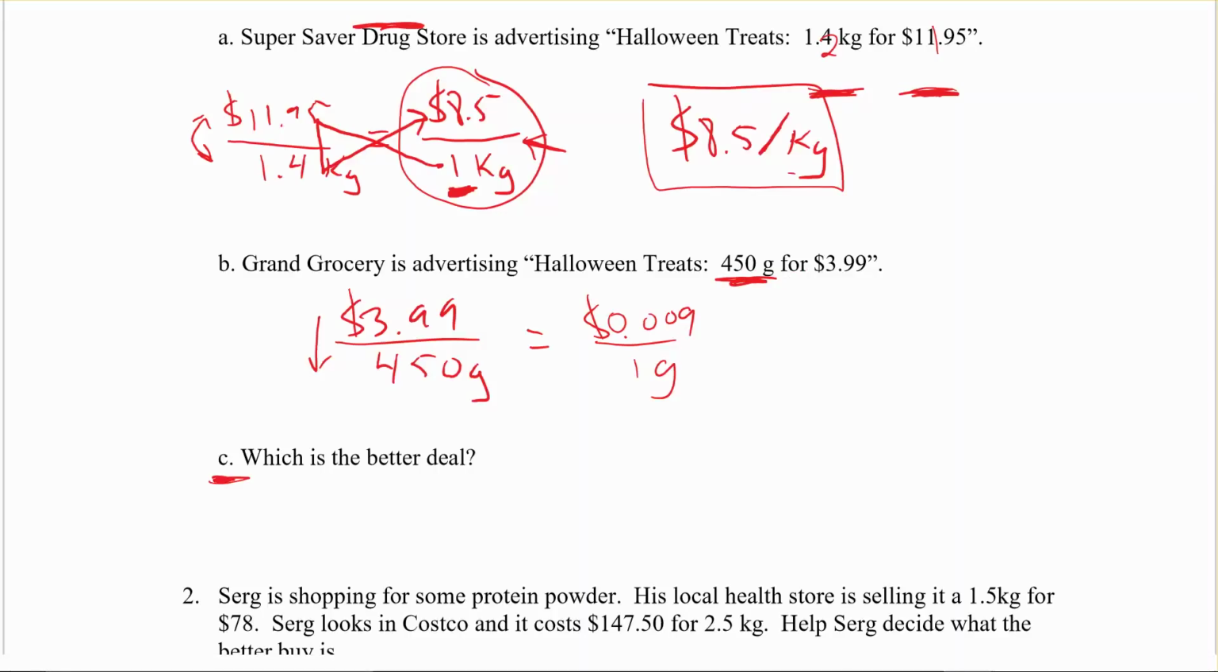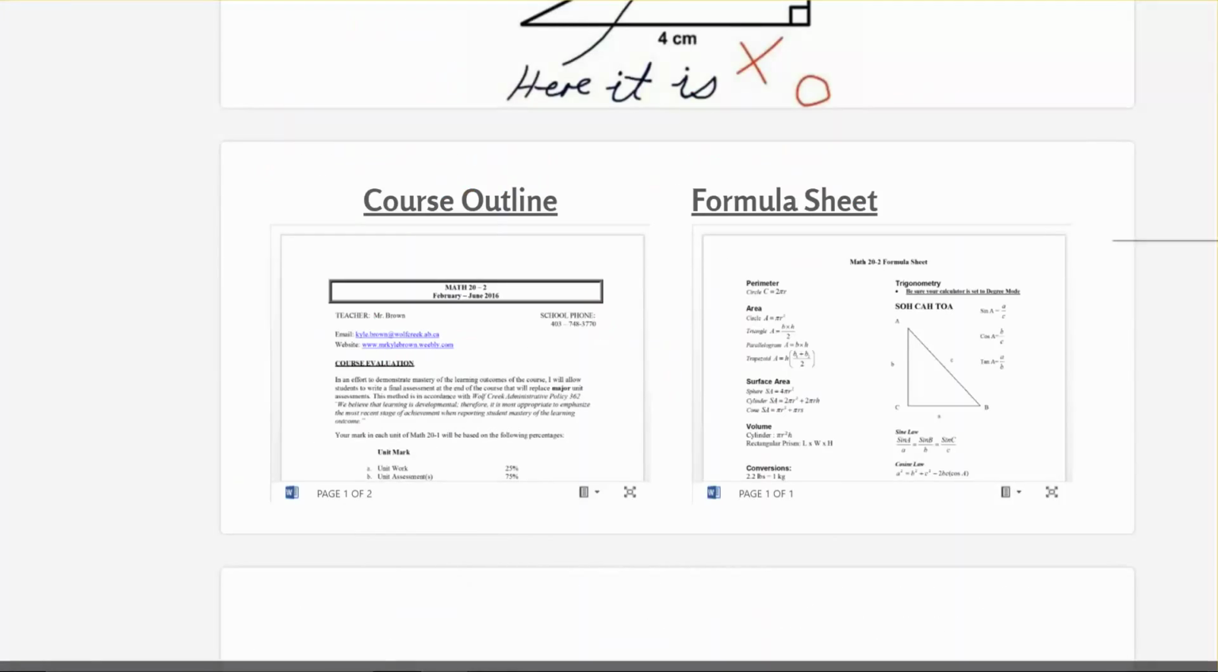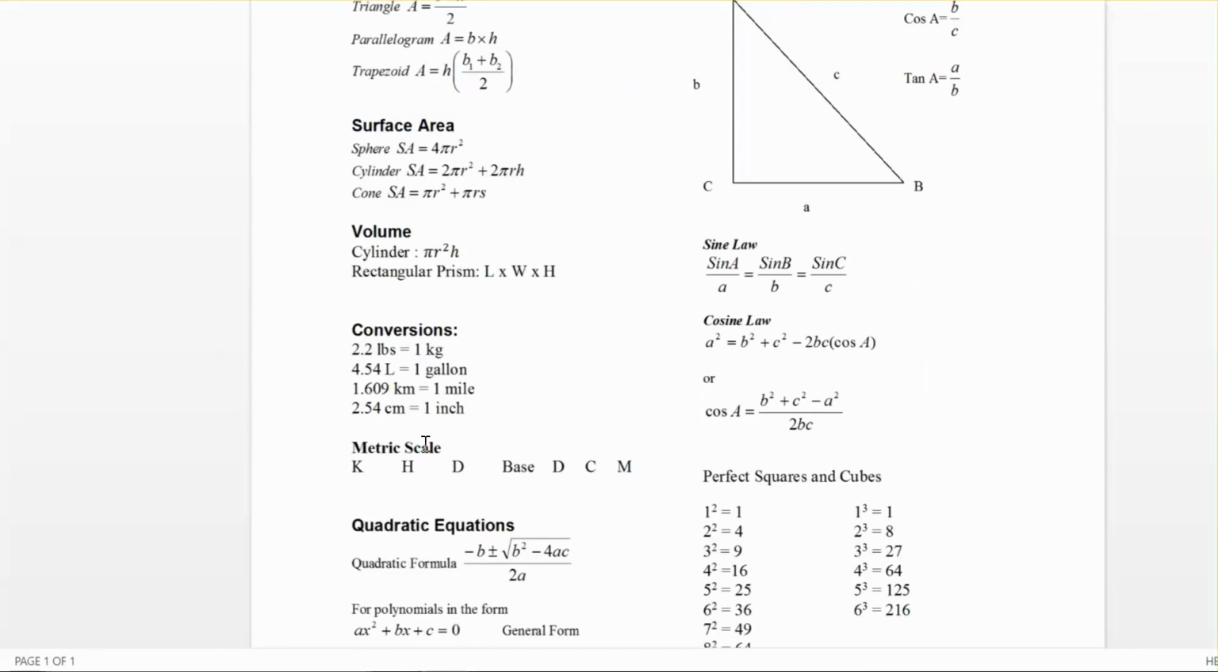The only reason is so that I can look at this answer and compare it to this one. So if it's in dollars per kilogram, I'd like this one to be in dollars per kilogram as well. So just as a little review, if you go to your formula sheet, that's your formula sheet, right? Make sure you have this. I've got a few conversions that we're going to use for this unit. I also have this metric scale here, which helps you go from one unit to another. It shows here K and then base, those are the two we're dealing with.